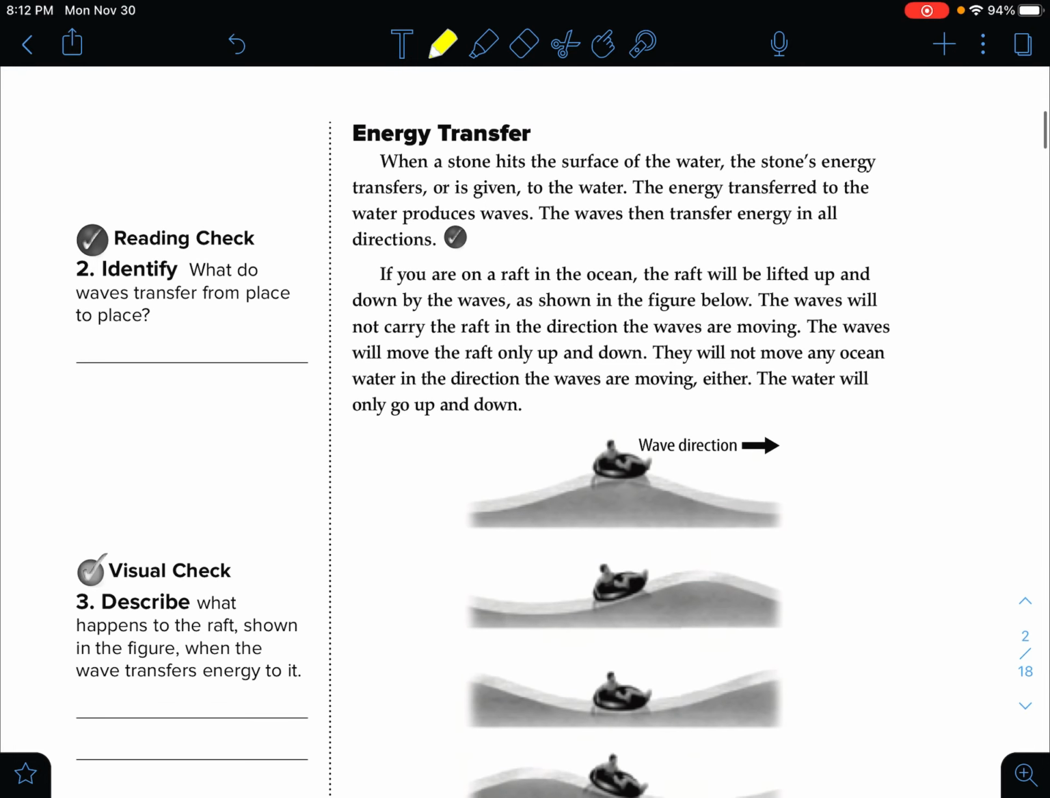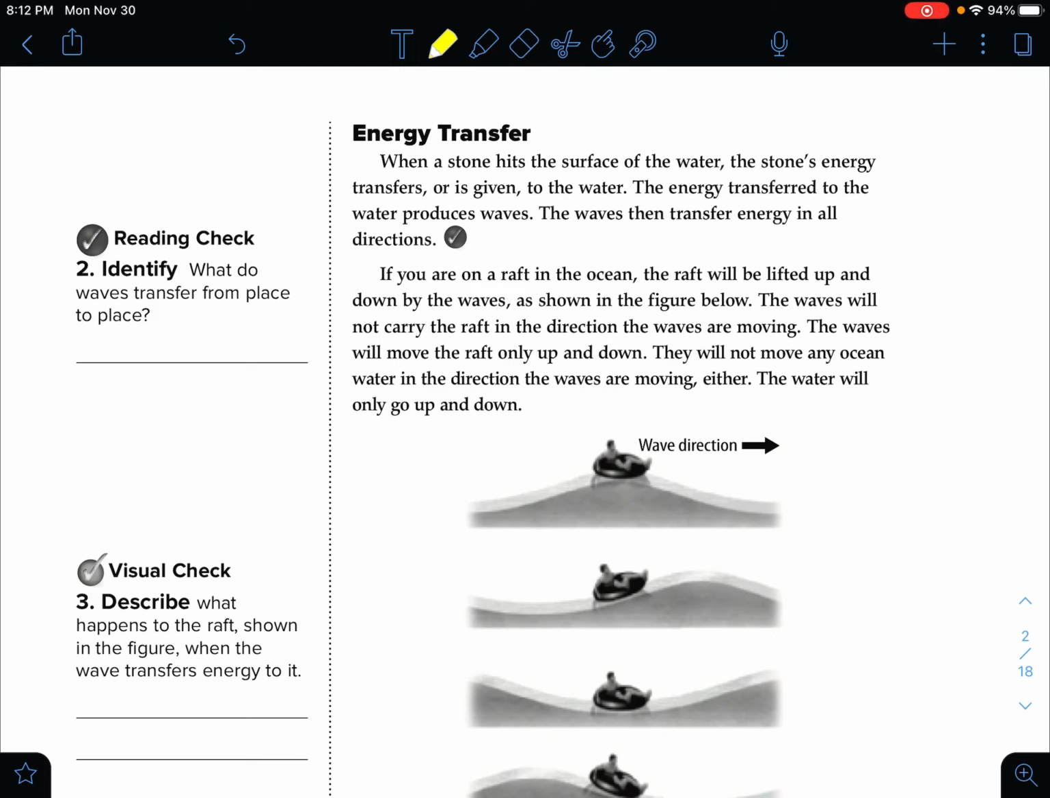Energy transfer. When a stone hits the surface of the water, the stone's energy transfers, or is given, to the water. The energy transferred to the water produces waves. The waves then transfer energy in all directions. So it transfers to the next water particle, and the next water particle, and the next water particle, okay? So if you are on a raft in the ocean, the raft will lift you up and down by the waves, as shown in the figure below.